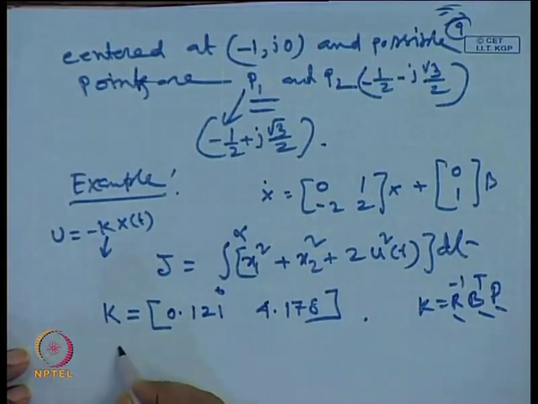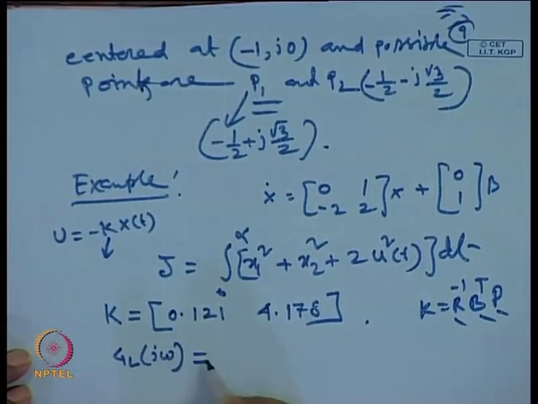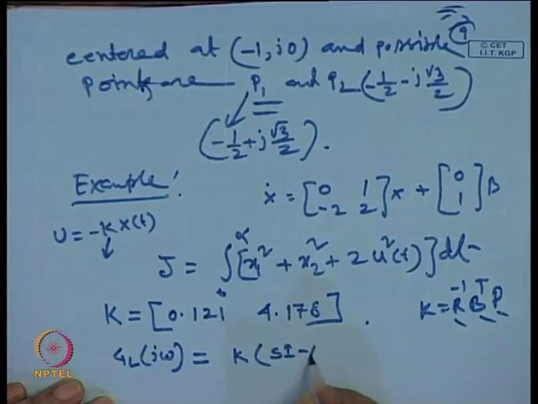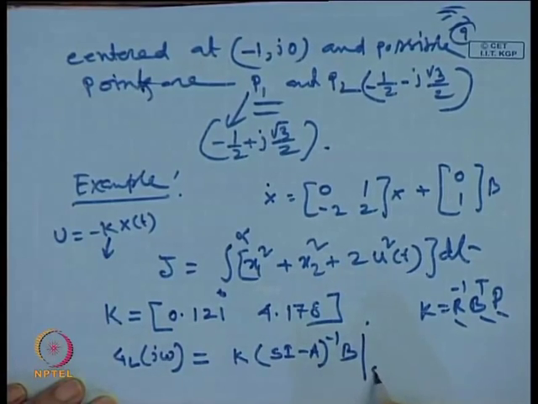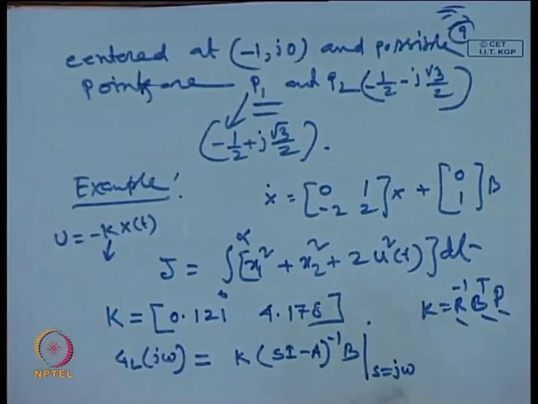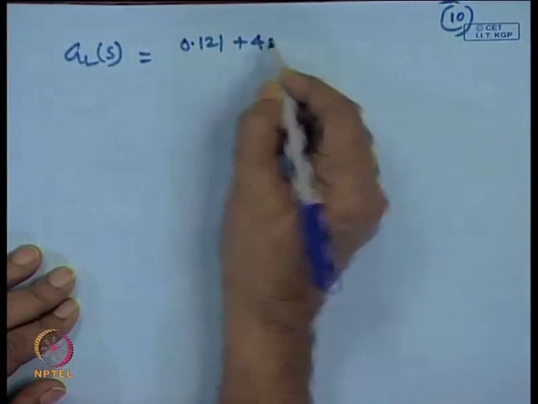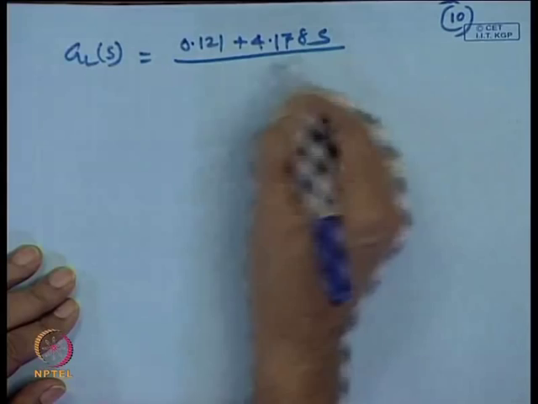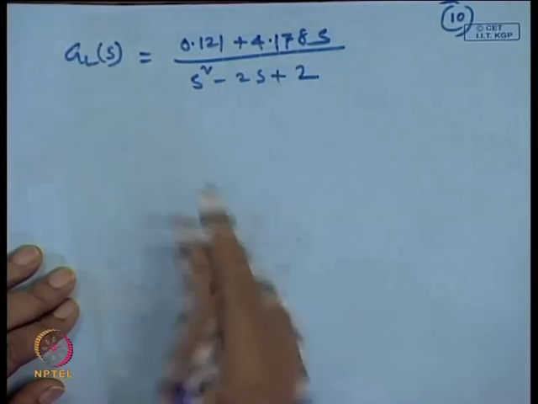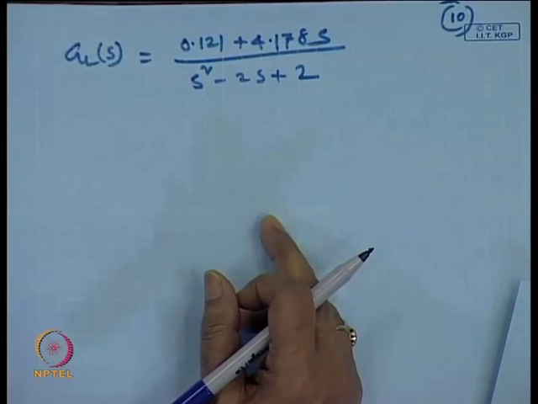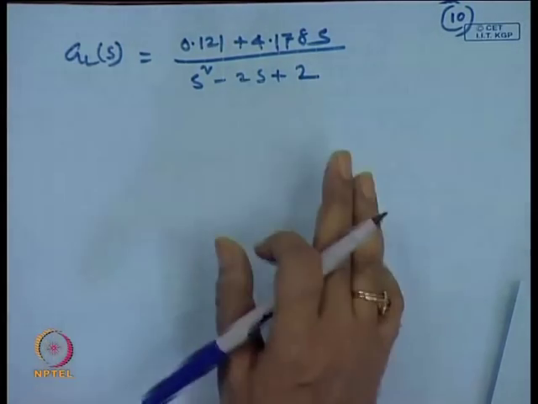So, once I know this, I can find G_L(j omega). G_L will come from K (sI minus A) inverse B, and then put s is equal to j omega. If you do this operation, I am getting G_L(s) equal to (0.121 plus 4.178 s) divided by (s square minus twice s plus 2). Then you plot the Nyquist plot of that.